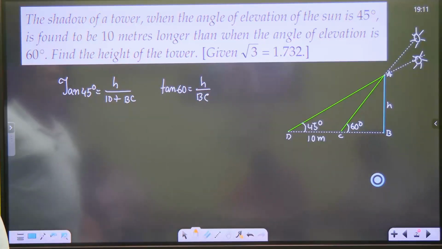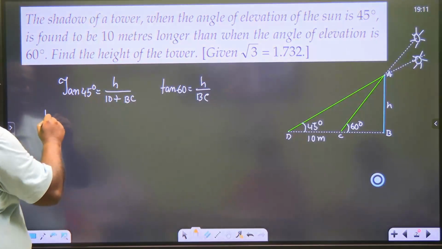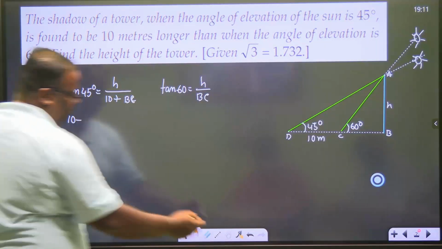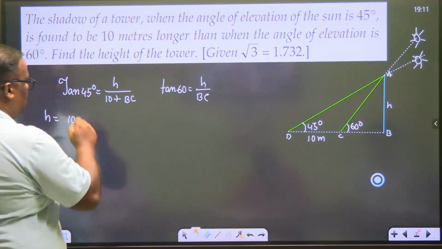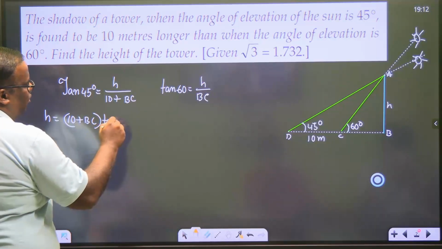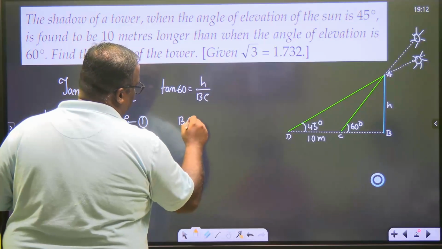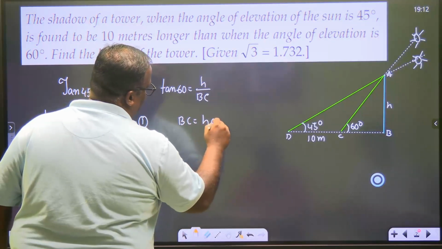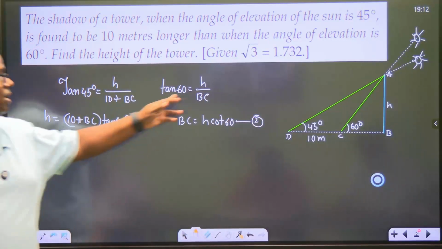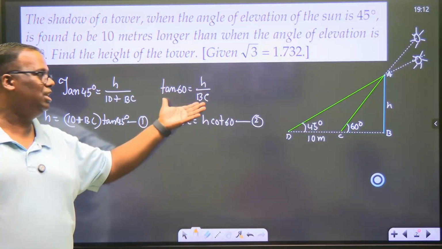In both the cases, H can be taken as common, right? So from here you get H to be 10 plus BC multiplied by tan 45, which is your one expression. And from here BC becomes equal to H cot 60. Did you understand this? BC becomes H by tan 60. H by tan 60 is H cot 60. Rather than writing reciprocal, it is in one line.